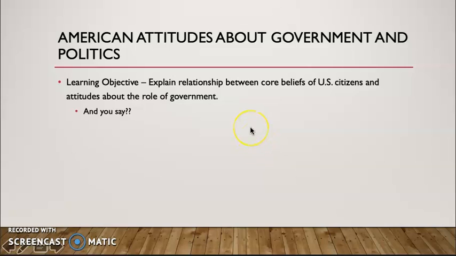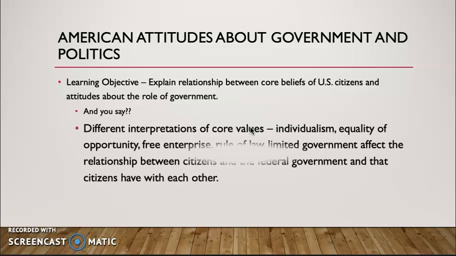So this is Unit 4, 4.1. We're going to look at the relationship between the core beliefs of us as citizens and our attitudes about the role of government. And so what might you say about that? Well, I would say that we've got different interpretations of core values: individualism, equality of opportunity, free enterprise, rule of law, limited government. These concepts all affect the relationship between us, the citizens, and the federal government, and the relationship that we have with each other.